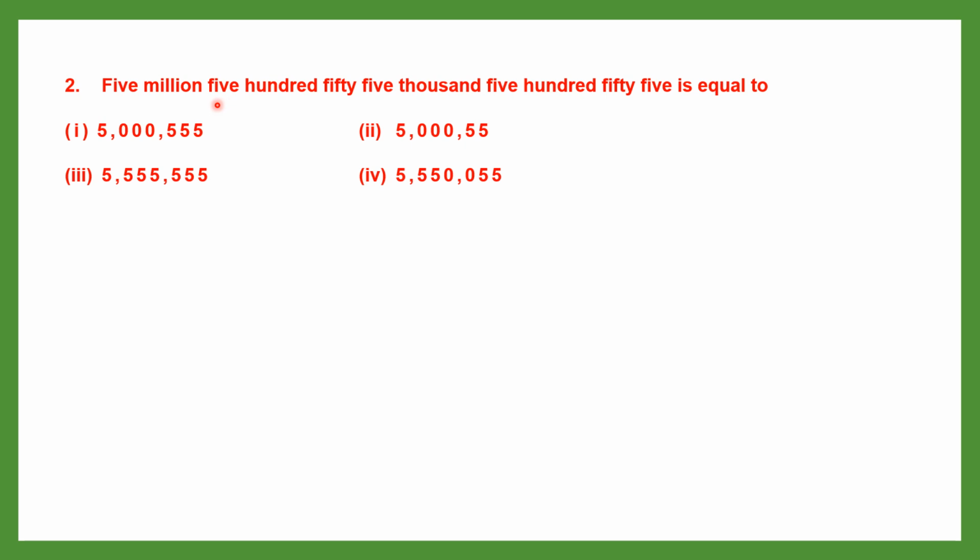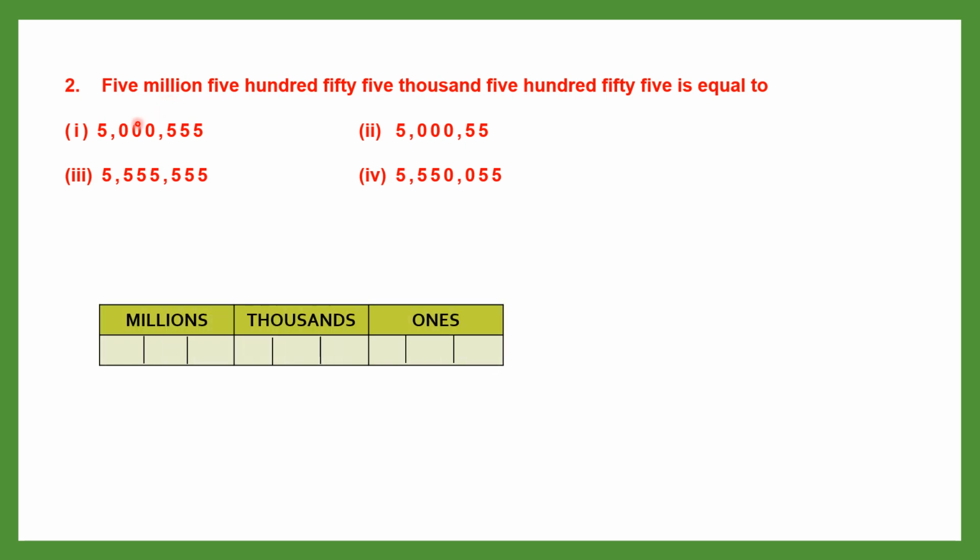Question 2. 5,555,555 is equal to which of these answers? So 5 million, that means this is the international system. So let's draw an international place value chart. So here we have the international chart and here we have the ones period. Remember, in the international system, every period will have 3 digits. So in the ones period, we have 1, 2, 3, that is ones, tens, hundreds. In the thousands period also we have 1, 2, 3, that is thousands, 10,000s and 100,000s. Similarly, millions period also we have 3 places, millions, 10 million and 100 million.